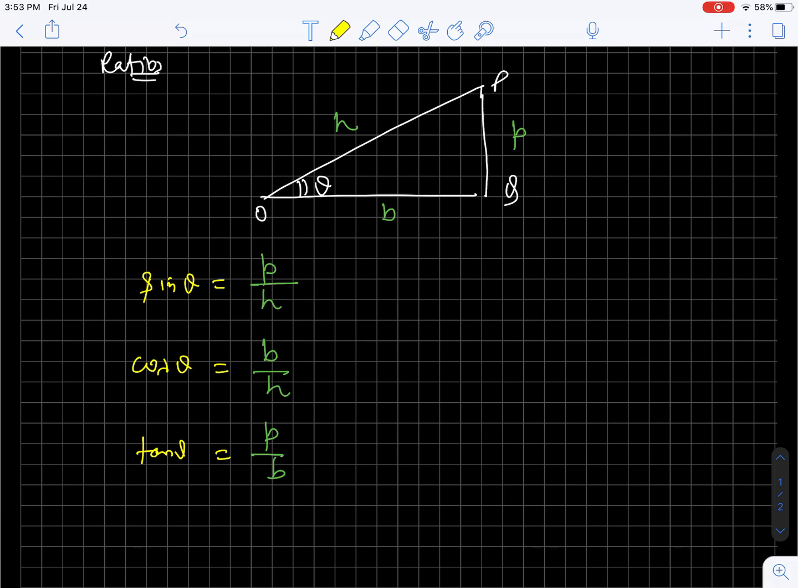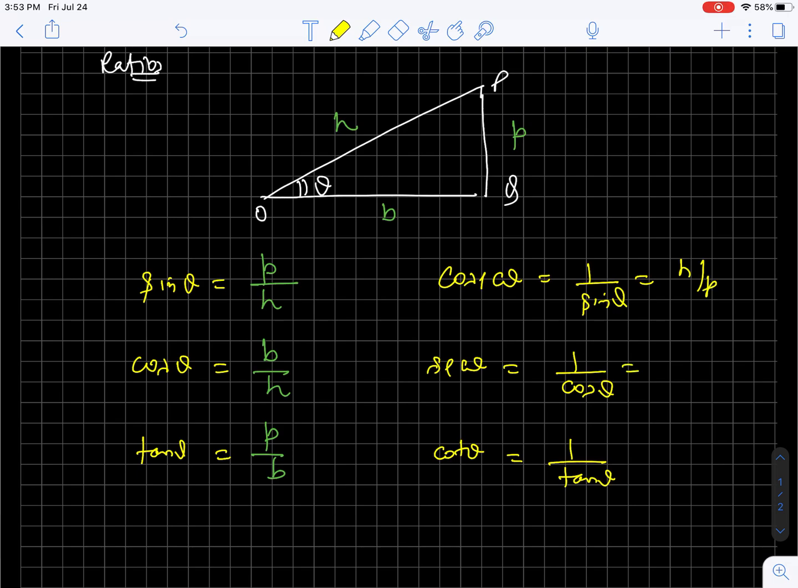Now there are three more ratios: cosec theta, sec theta, and cot theta. Cosec theta is exactly the reverse of sin theta, sec theta is exactly the reverse of cos theta, and similarly cot theta is exactly the reverse of tan theta. Sin theta is p by h, so its reverse is h by p, hypotenuse divided by perpendicular; sec theta is h divided by b, hypotenuse divided by base; and cot theta is base divided by perpendicular. These are the six ratios of any triangle.